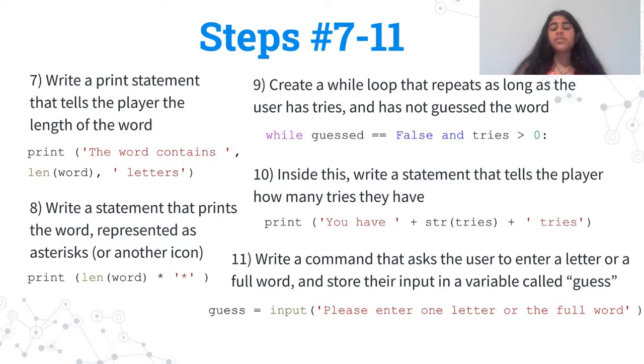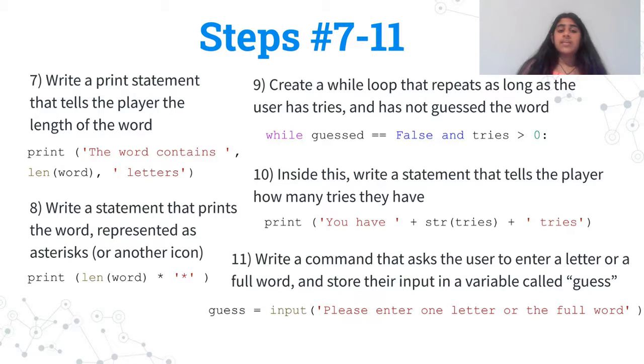Alright, so our next step is to write a print statement that will tell the player the length of the word. So, like you just learned, len will tell you the number of letters in a word. So we would print, in parentheses and in quotes, the word contains, comma, len of word, which would tell us the number of letters, and then comma, in quotes, letters. So for example, if the word is cat, it would say the word contains 3 letters.